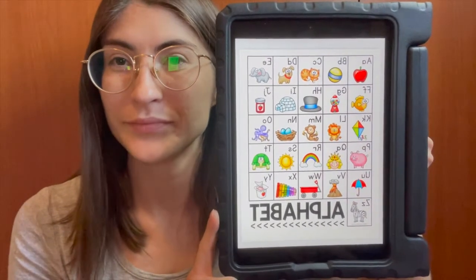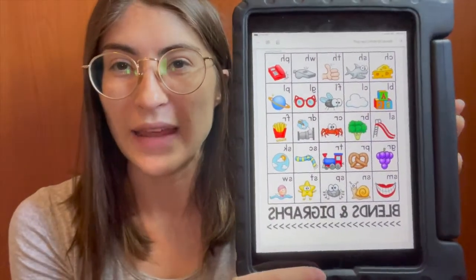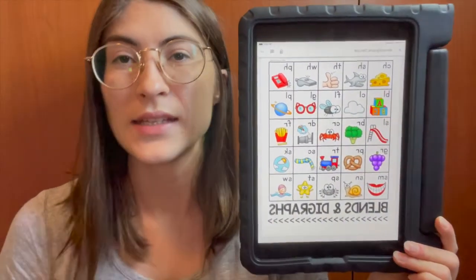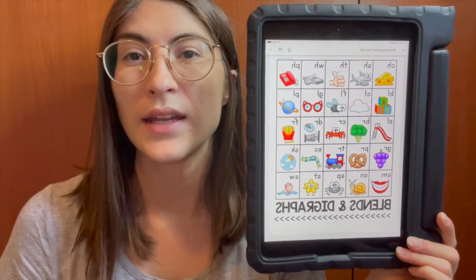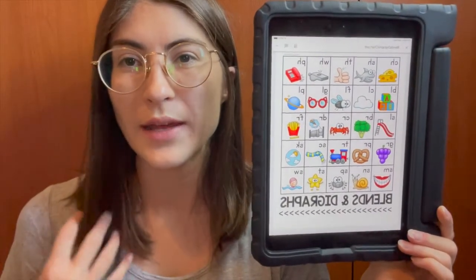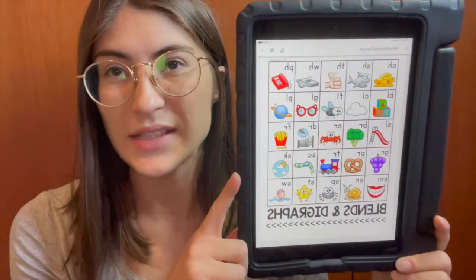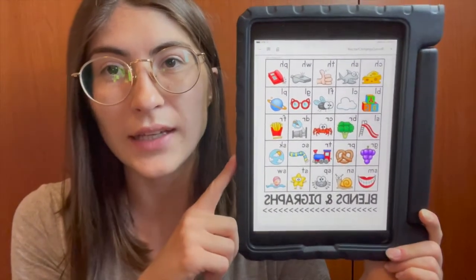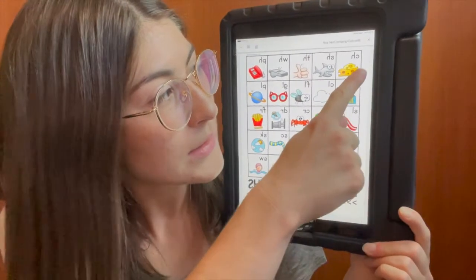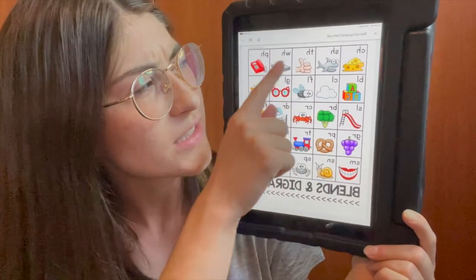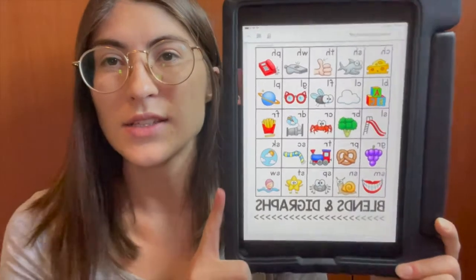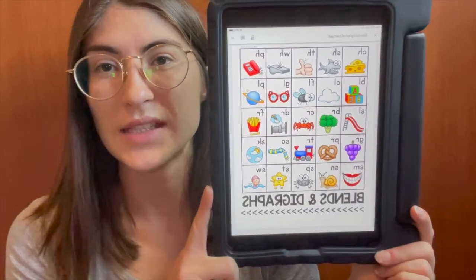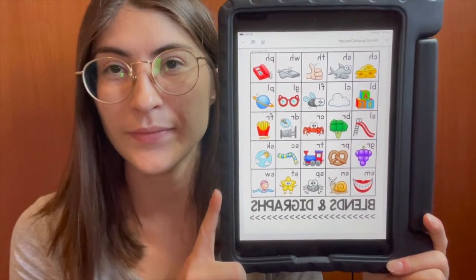Next we have our blends and digraphs chart. Now students can see some of the other sounds that might be a little more complicated for them, but again, they have a picture reference that can be very helpful. At the top we have all the digraphs that we've been learning, including CH, SH, TH, WH, and PH. So again, they can use these pictures as a reference for which sounds each thing makes.